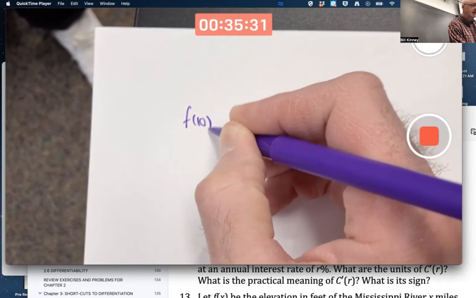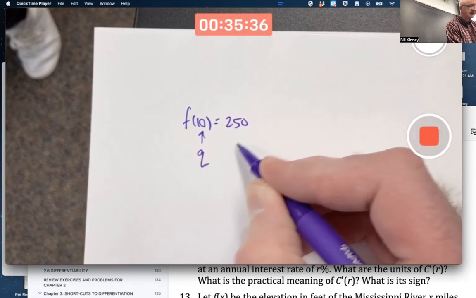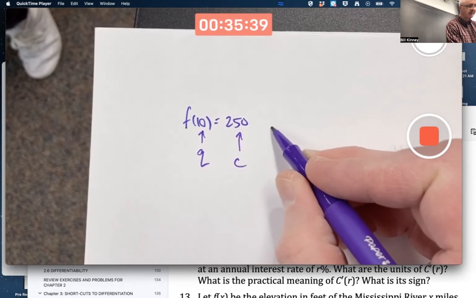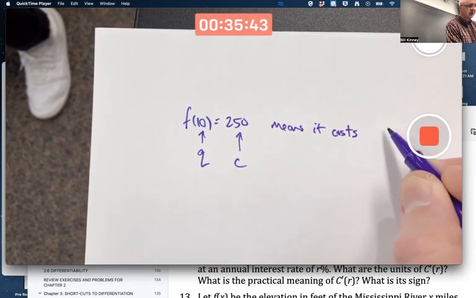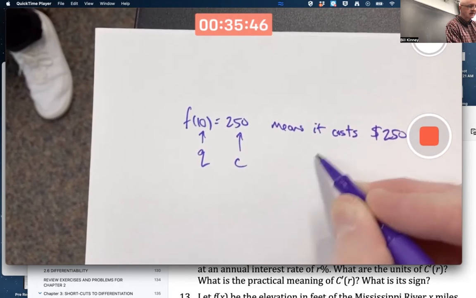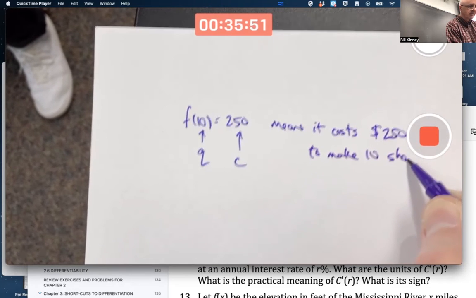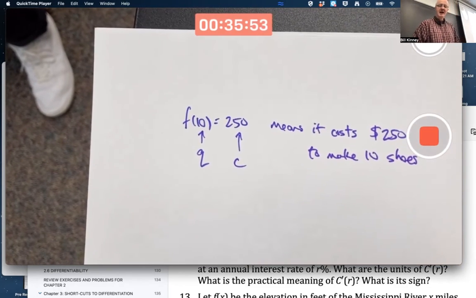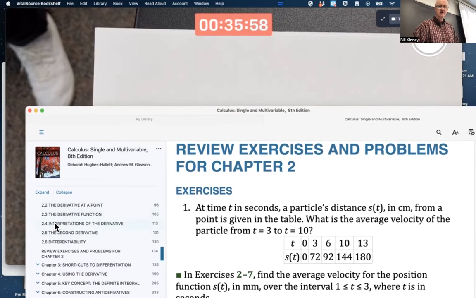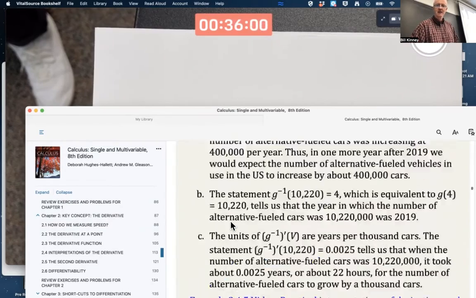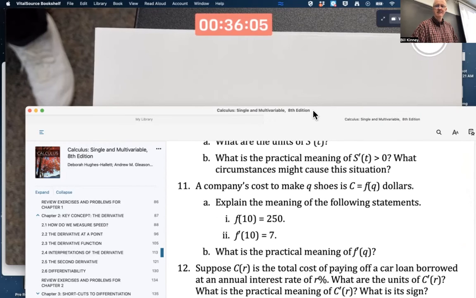F of 10 equals 250. That's a Q value. This is a C value. It means it costs $250 to make 10 shoes. That's how you answer number 11, part A, to explain the meaning of that statement.